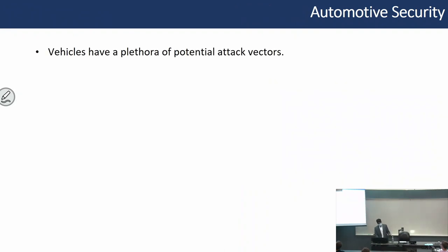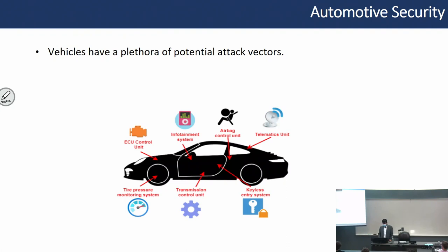So what is the problem of automotive security? They have a plethora of potential attack vectors, as you can see. The tire pressure monitoring unit, the ECU or the electronic control unit, the infotainment system, the telematics unit, the keyless entry system. The smarter the car is, the more susceptible it is to an attack. It's unfortunate, but that's true. So if any of you are driving a 1970s Buick, you're safe.